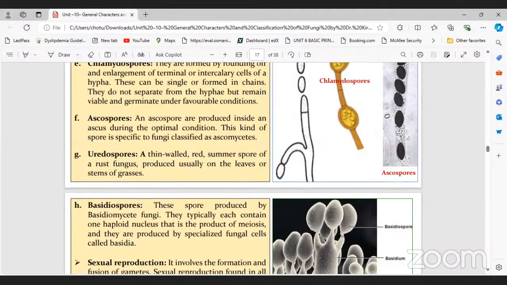I'll explain the total different spores: conidiospores, pycniospores, aeciospores, teliospores, basidiospores. All these spores you can study at the type study time. Okay. This is the asexual reproduction, totally complete. Okay. Now we can start from the sexual reproduction.